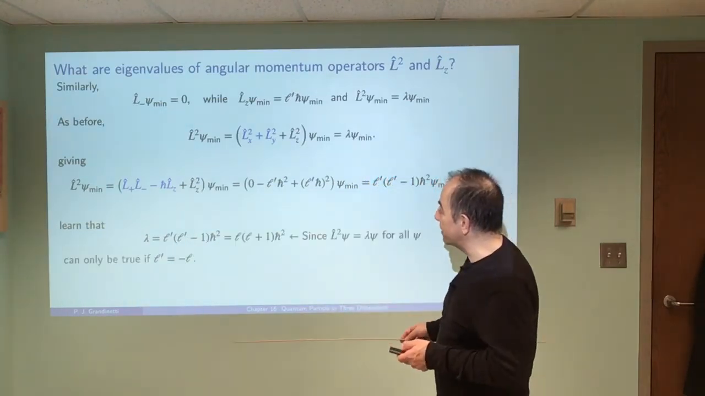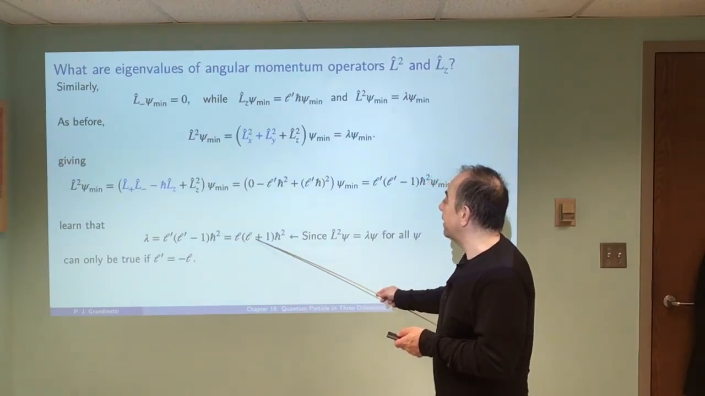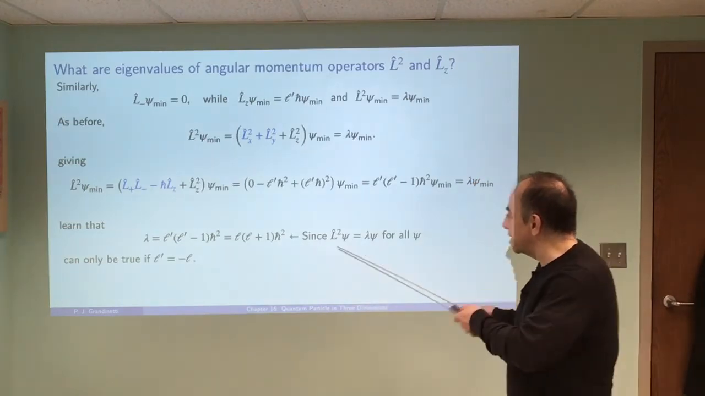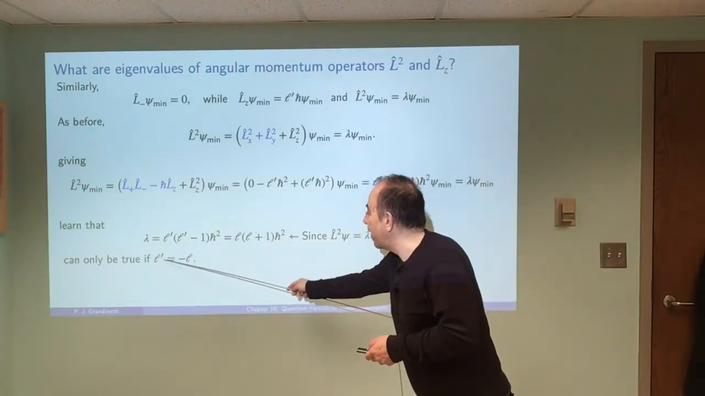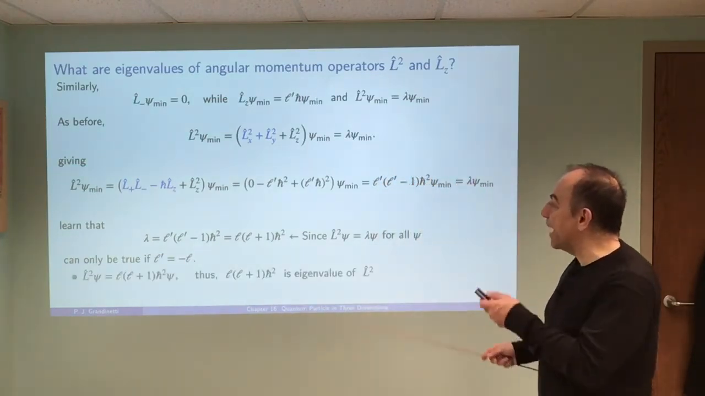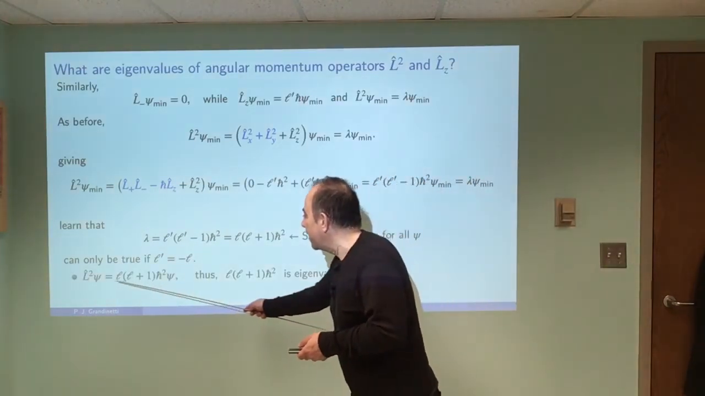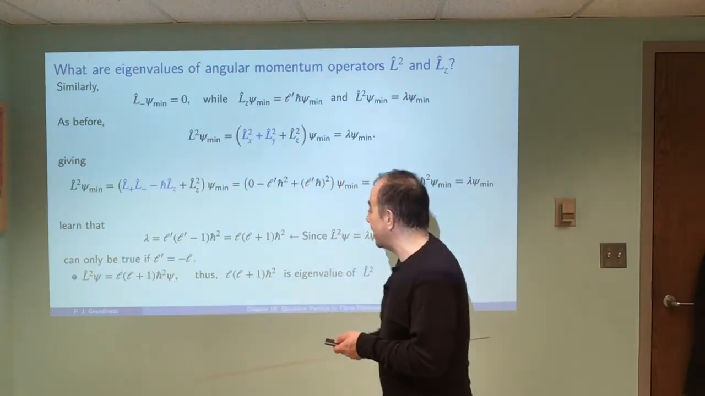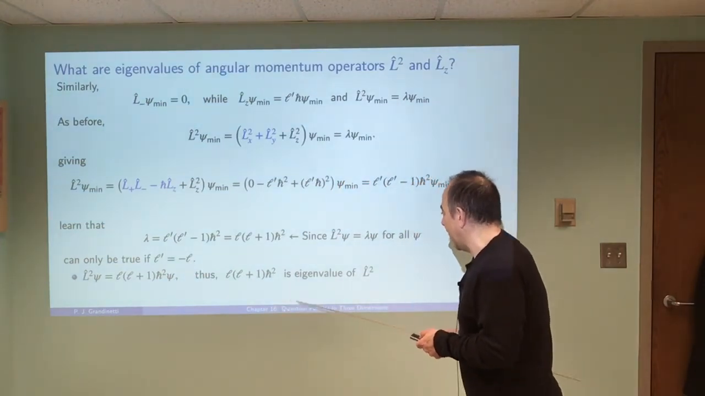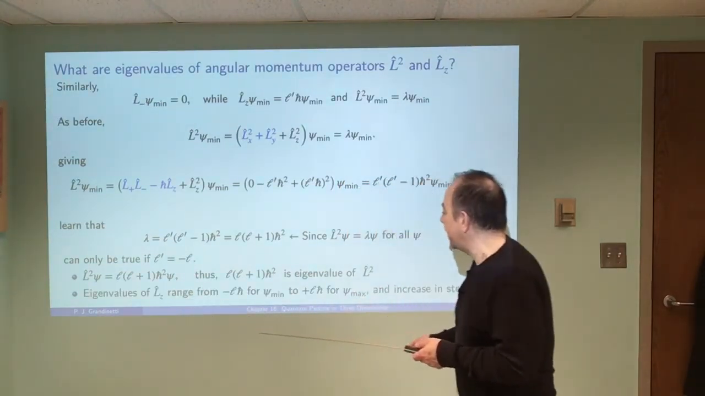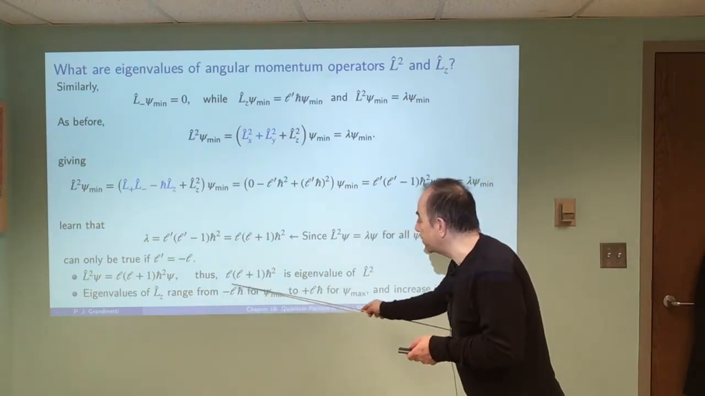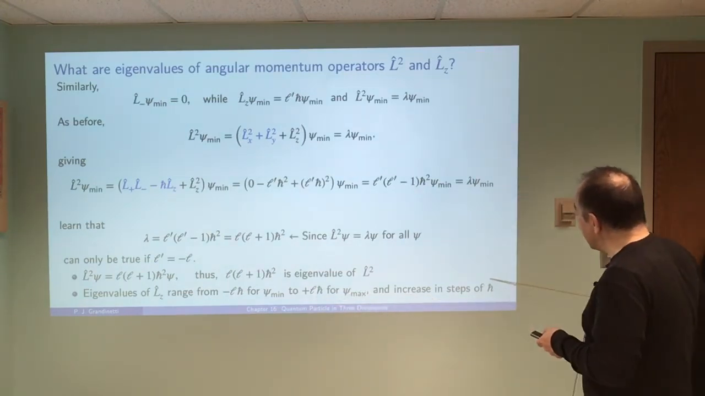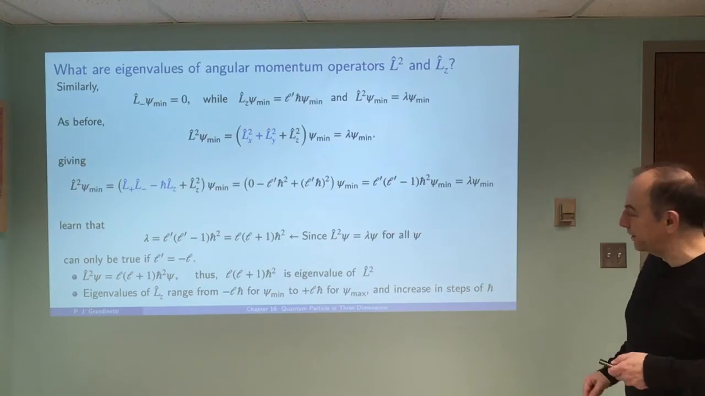And we just learned in the previous slide that it's equal to l times (l plus 1) times ħ squared. And so this can only be true if we have l prime equal to minus l. So that means that we've now found that our eigenvalues of L squared is l times (l plus 1) times ħ squared. And for Lz, we find that it can go from minus l times ħ for the min to plus lħ for the max, and it has to increase in steps of ħ.